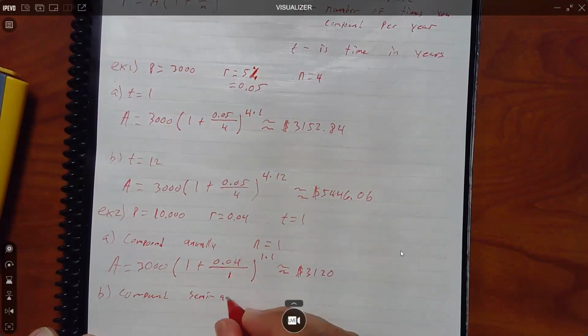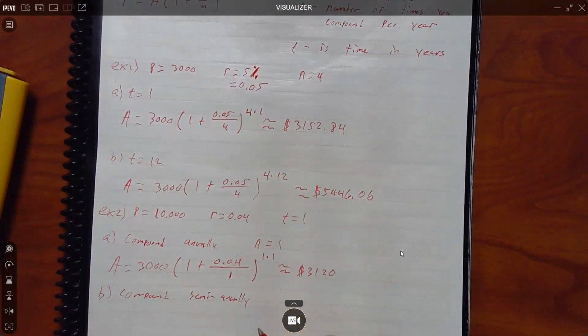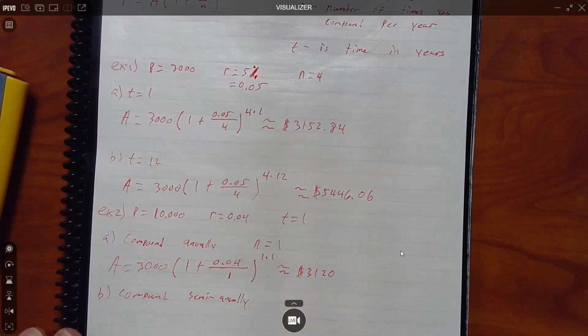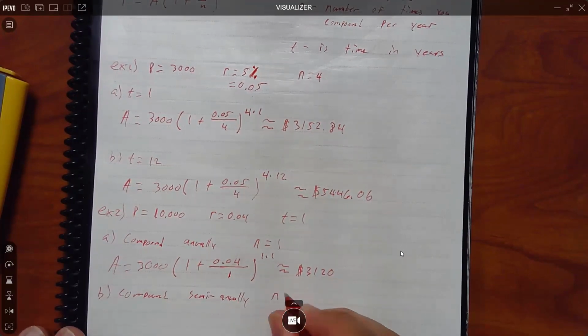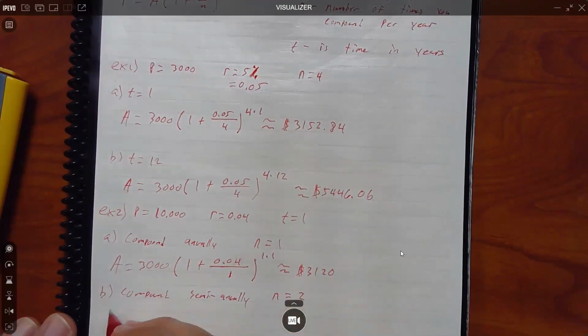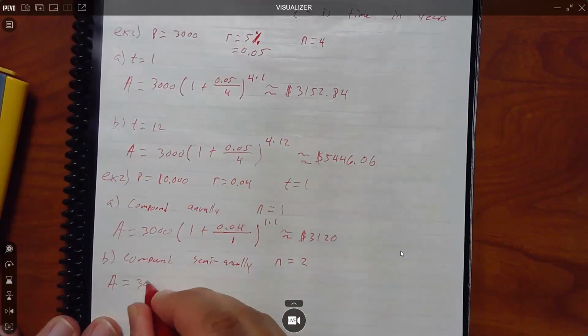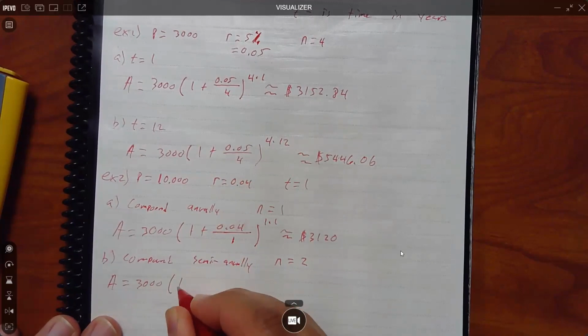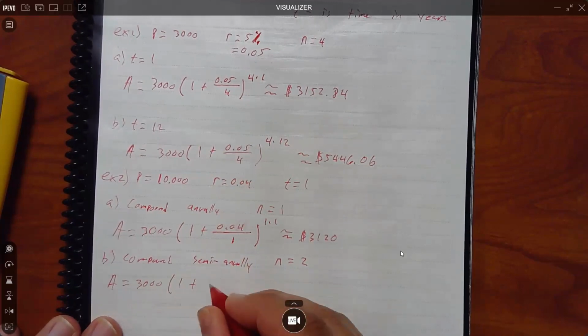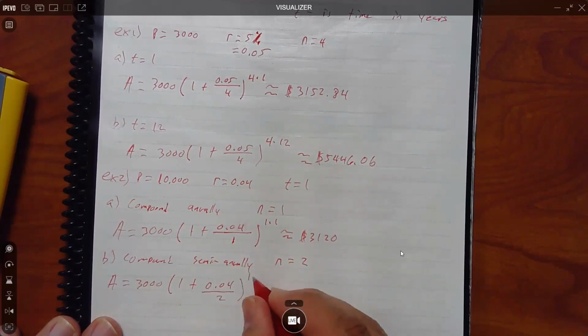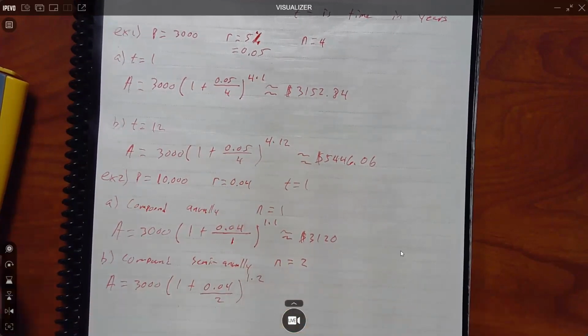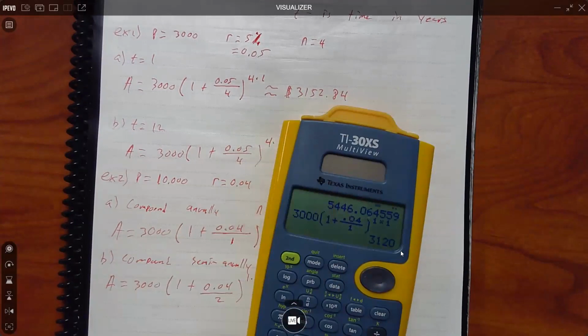Now, semi-annually, N would change to 2, so it'd be 1 plus 0.04 divided by 2, and then 2 times 1, right? Or 1 times 2. Yeah, exactly. There you go. 1 times 2. So I'll go back in here and just change them all to 2s.